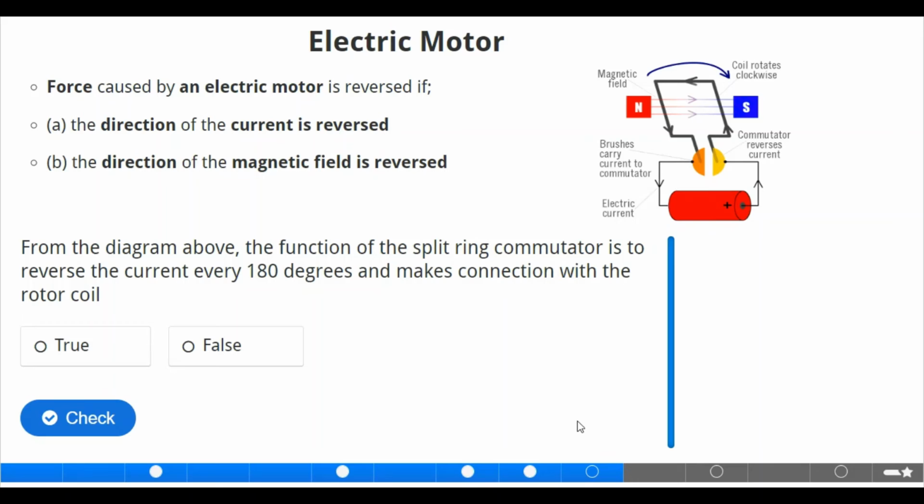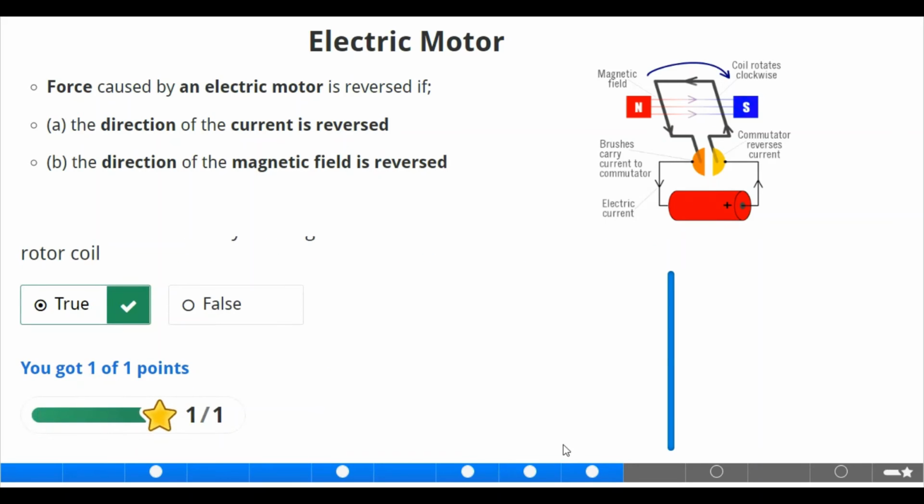Okay, so let's deal with this question. From the diagram above, the function of the split ring commutator, as you can see, is to reverse the current every 180 degrees and makes connection with the rotor coil. That is true. So we check. That's correct.